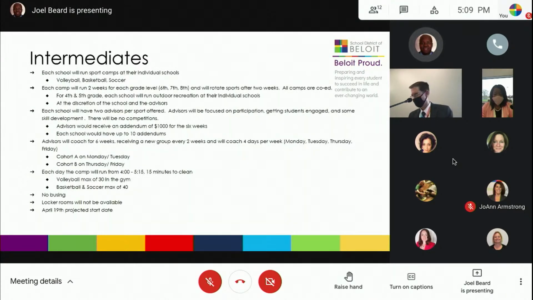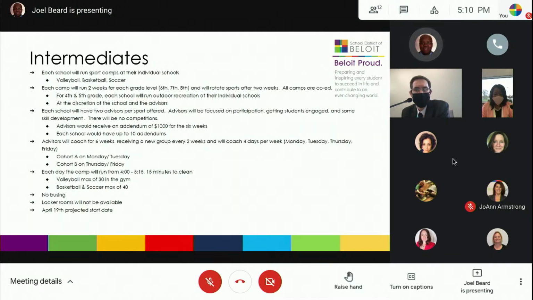All right, our intermediates with the return of school are looking to get their students involved in some activities and camps. Each school would like to run a sport camp at their individual schools. The principals and the athletic supervisors decided that volleyball, basketball, and soccer would gain some interest from their students. Each camp would run for 2 weeks for each grade level, 6th, 7th, and 8th, and they will rotate sports after 2 weeks.